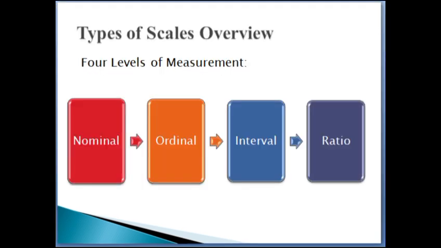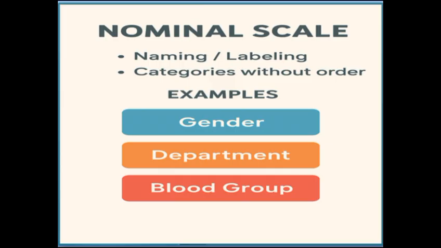Types of scales overview. In research, variables can be measured at four levels, each with different levels of precision and different implications for analysis. These are nominal, ordinal, interval and ratio. Let's understand every scale one by one.